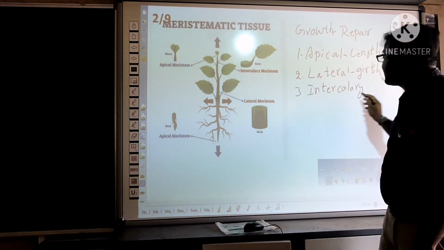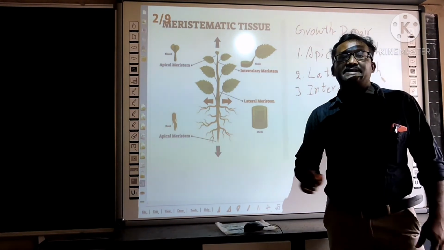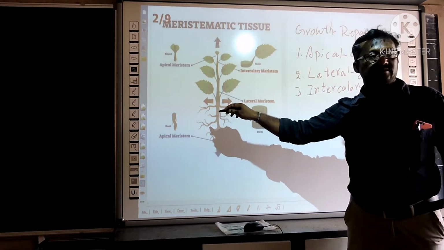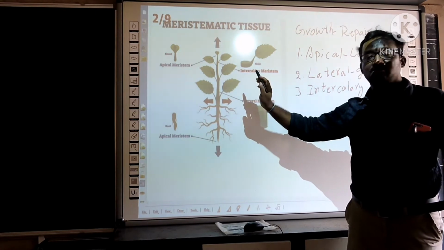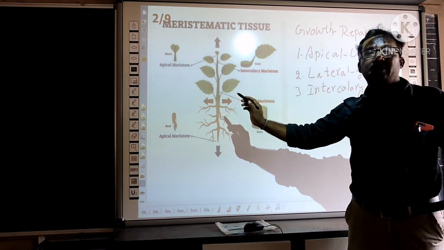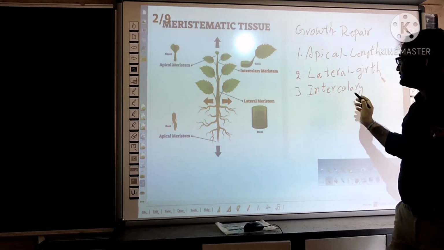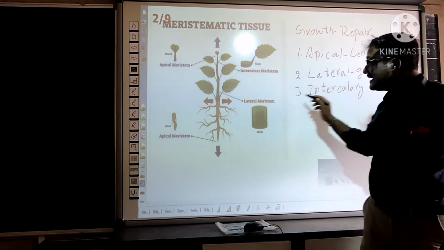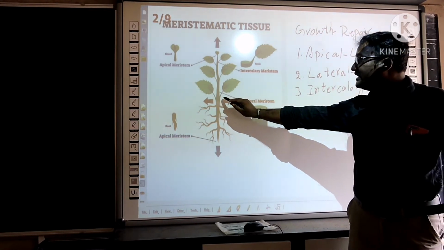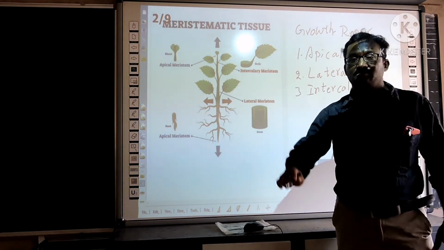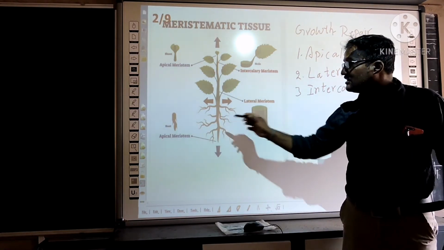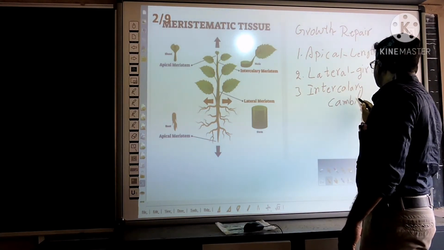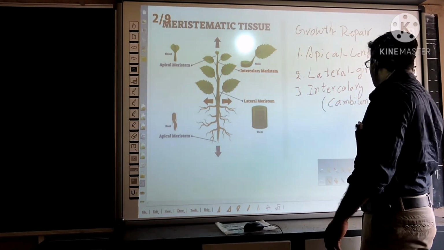Next, third one, intercalary meristem. It is responsible for development of the lateral parts of the plant. That means branches, flowers, leaves. Those are all developed from the intercalary meristem. Understand? So intercalary meristem is present where the leaves, branches and the flowers develop, and from where the lateral roots develop. It's also known as cambium.